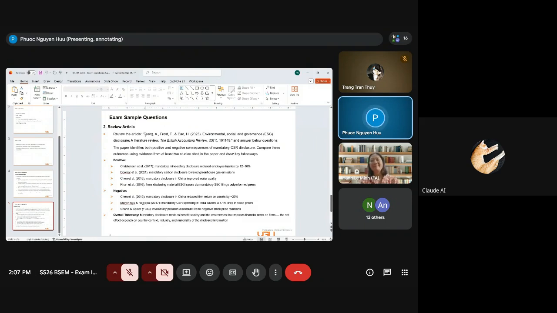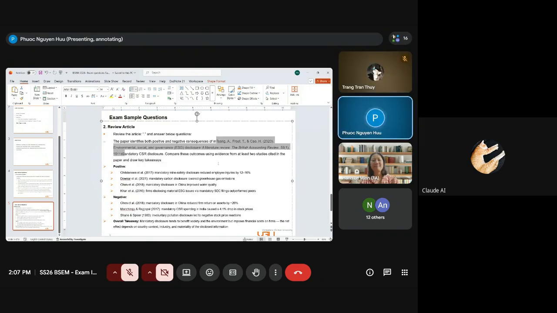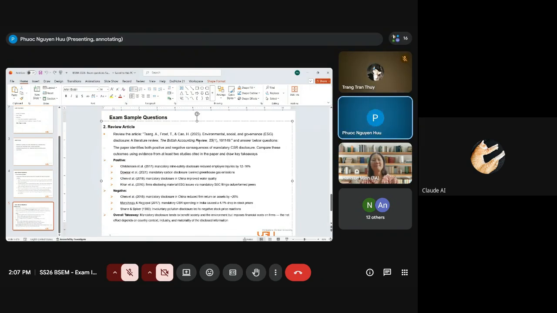For example, this paper we already provided you during the literature review part, the very first assignment you had in this class. The question may be like, we provide this paper and you answer some questions about the positive and negative consequences of CSR disclosure. You need to read it and answer some questions. The answer will be provided within the paper.